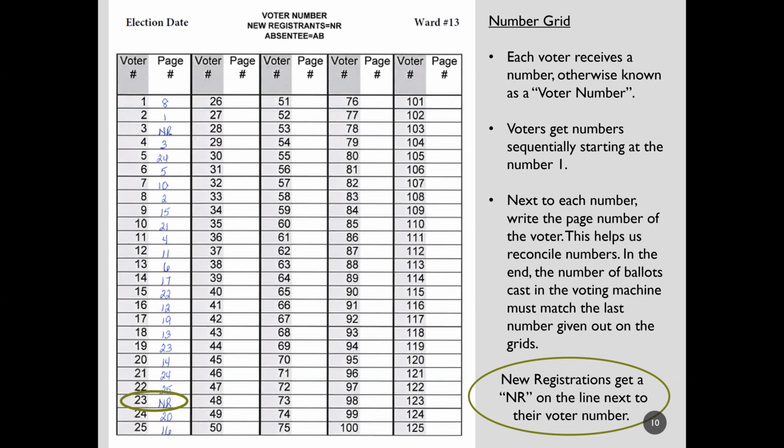Next to each number, write the page number of the voter. This helps us reconcile numbers at the end of the night. The number of ballots cast in the voting machine must match the number given out on the grids. Note, encircled in green, the new registrants get an NR on the line next to their voter number. As you can see, an example is voter number 23 was a new registration.